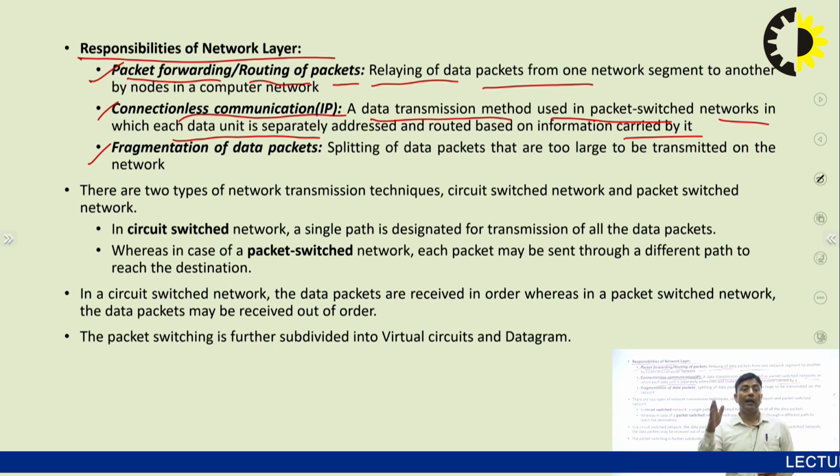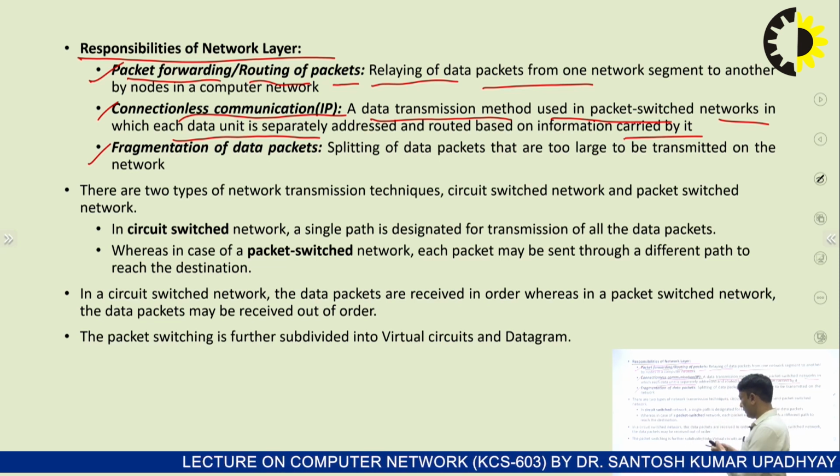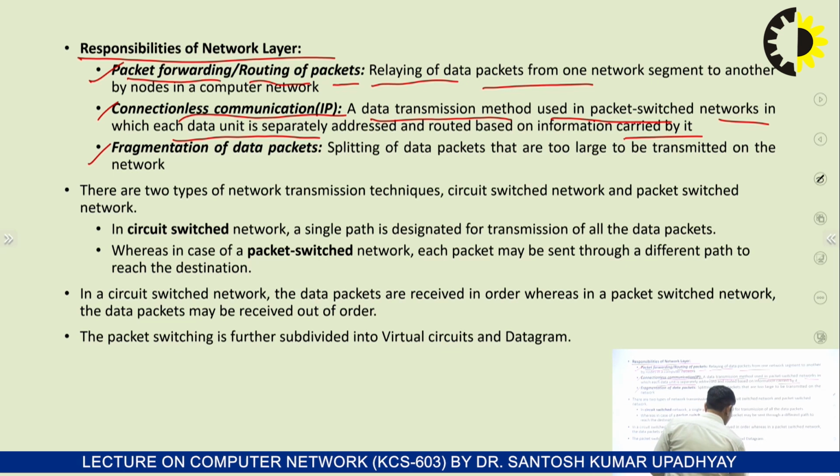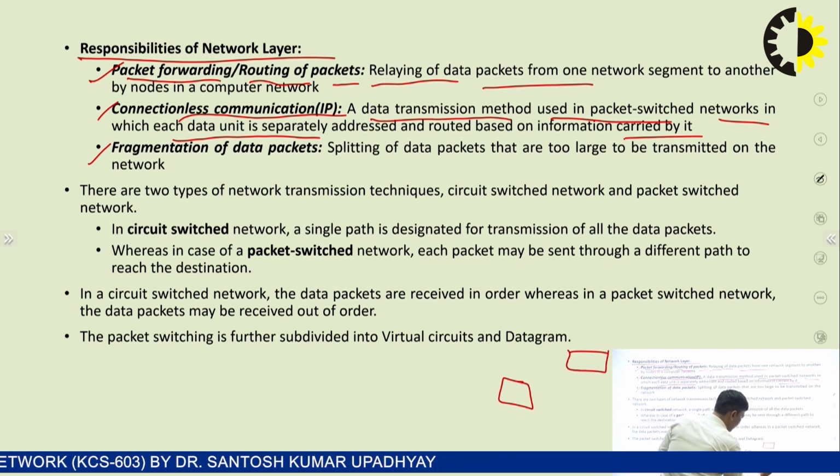So each and every packet follows a different path from source to destination, and at the destination, the packets are received out of order. Suppose this is the network. Let's see the case. We have taken a small network as an example.